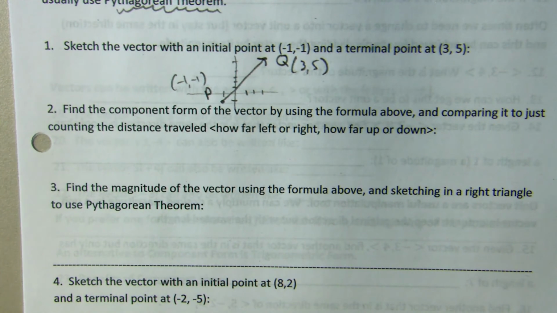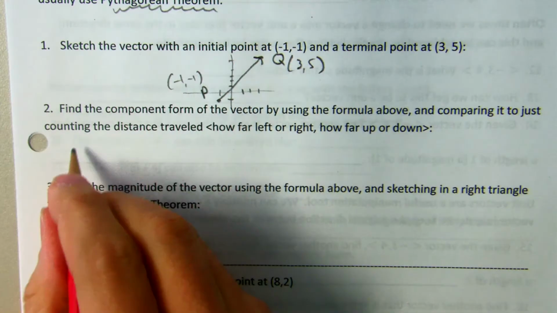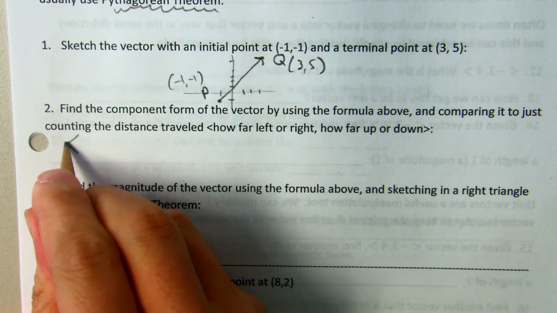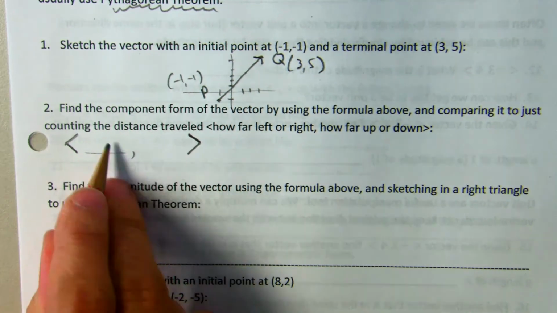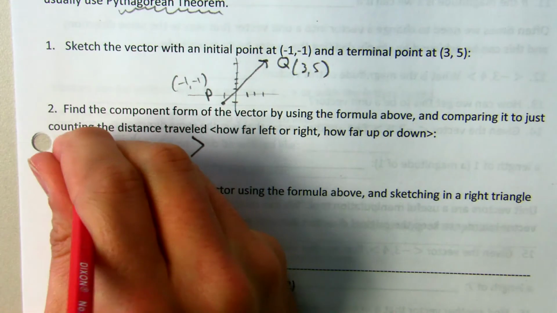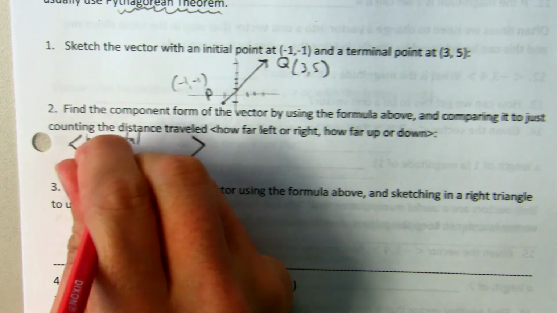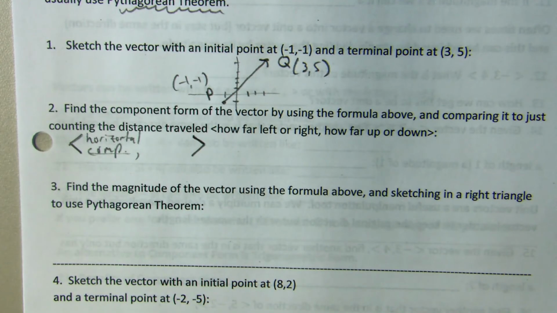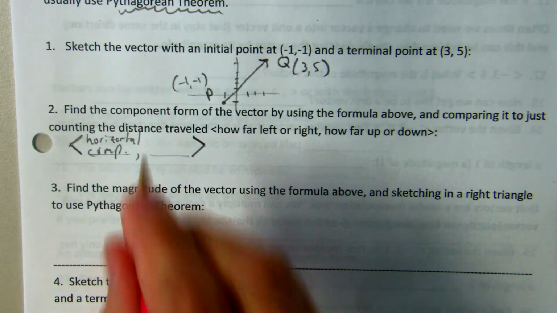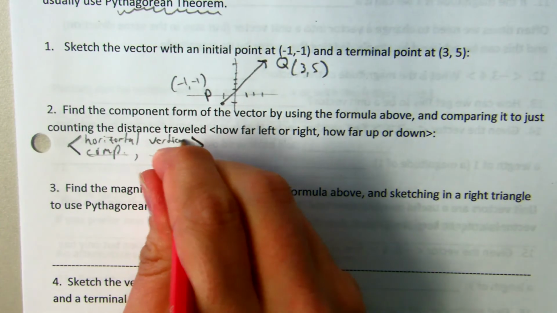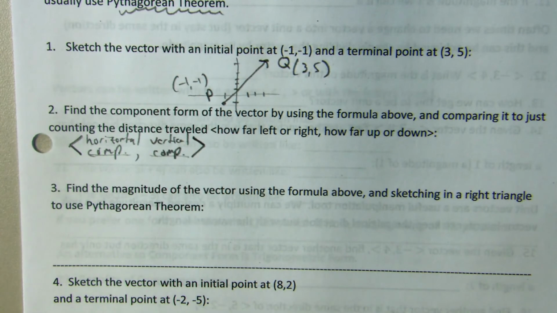Okay, question 2 wants us to break this up into component form. So again, this is a vector, so we're going to use these little arrows. Instead of an x value, this is going to represent the horizontal component. So how much left or right is it going? And instead of a y value, we have a vertical component, which is like saying how much up or down it's going.